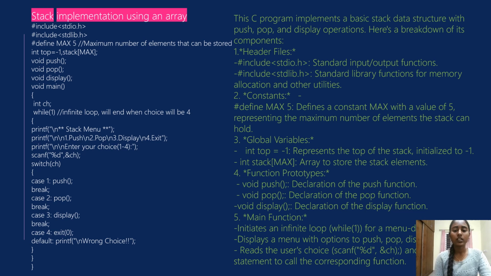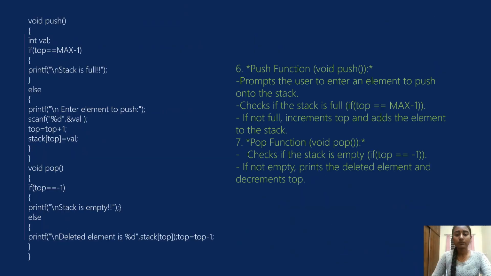In the main function, it initializes an infinite loop and displays a menu with options to push, pop, or display. It reads the user's choice and uses a switch statement to call the corresponding functions. The push function, void push, prompts the user to enter an element to push onto the stack and checks if the stack is full. If not full, it increments top and adds the element to the stack. And the pop function, void pop, checks if the stack is empty. If not empty, it prints the deleted element and decrements top.